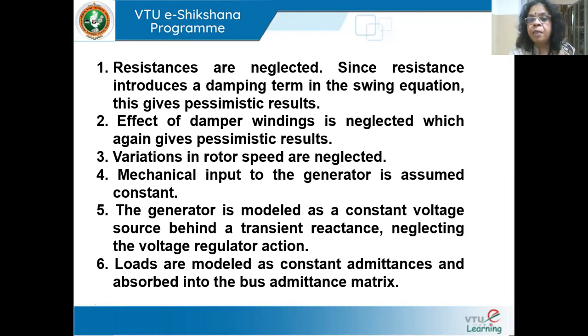We also neglect damper windings in the synchronous machines. This again gives pessimistic results because damper windings, as the name indicates, are there to damp the oscillations. If I neglect them, then definitely my results are pessimistic. What does that mean? My system is better than what I am actually seeing. Variations in rotor speed are neglected, so I am not going to take the speed variations into account. We assume the mechanical input to be constant. The reason is that I want only a short time frame for the stability, and the mechanical input control is with the turbines, so they cannot instantaneously change their input. If you think of a hydel turbine, the gate positions won't suddenly jump, so it has a higher time constant to act. So we assume that for the duration of interest, the mechanical input is constant.